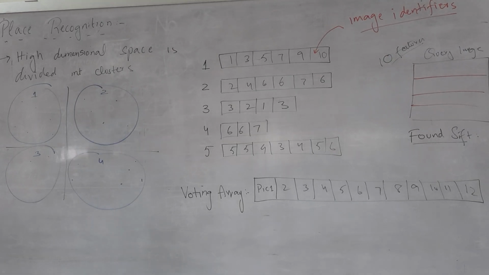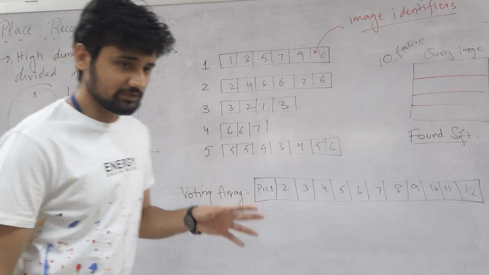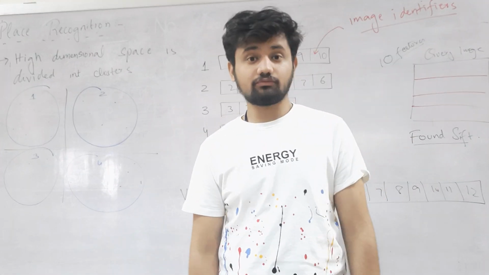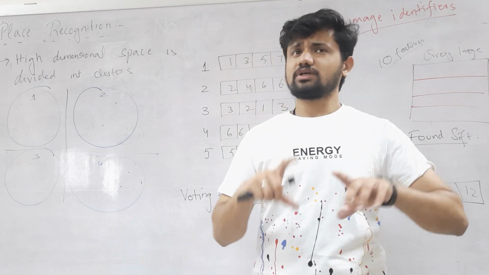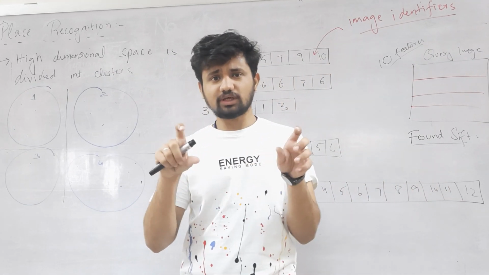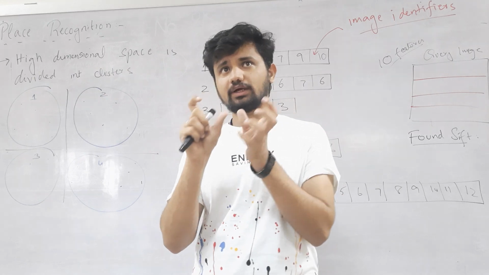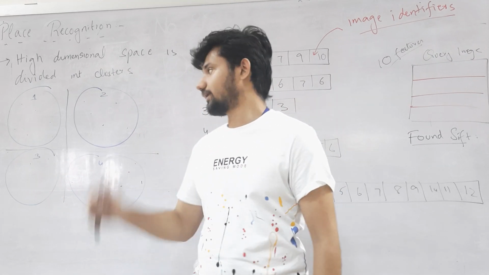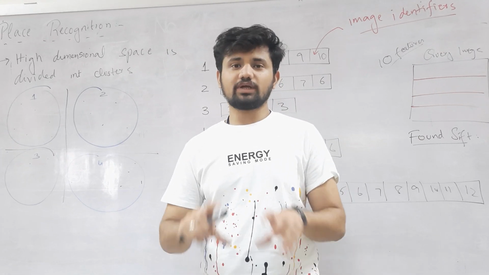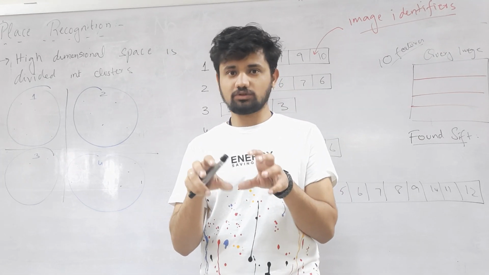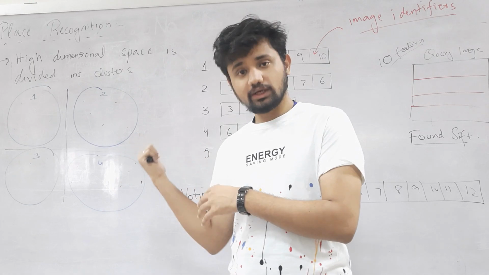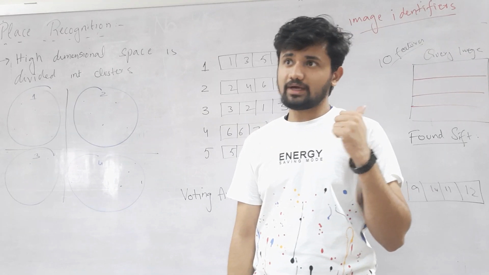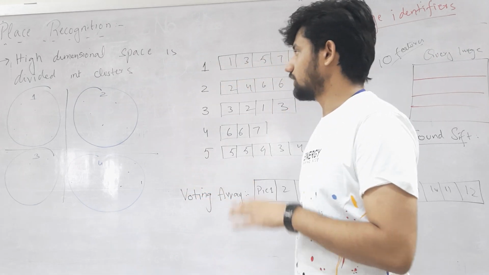Okay, so now we will continue from where we left off in the previous video. We ended on bag of visual words, where I talked about reducing the dimensionality of the 128 dimensional SIFT feature into, let's say, a single number. It was a very loose definition of what we do in place recognition using bag of words. So we will continue from there.